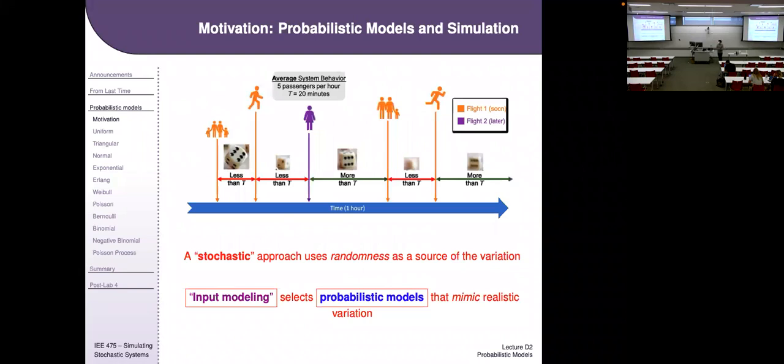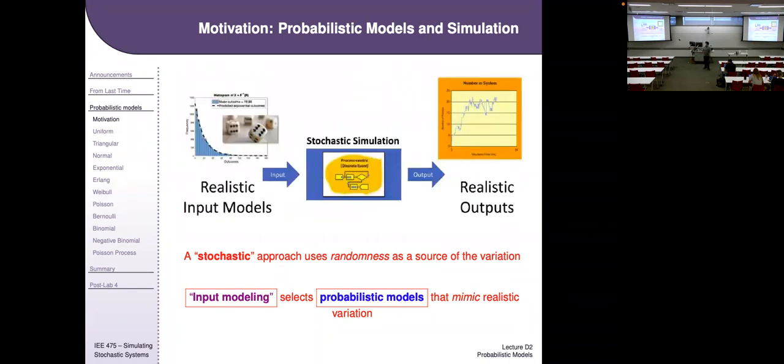All right, so like I was saying, we use a stochastic approach, which means we're going to choose probabilistic models that mimic variation. We call those probabilistic models input models. We think of the realistic input models as going into our simulation logic and producing realistic outputs. But if we get the wrong inputs, we're going to get bad outputs. So it's the garbage in, garbage out property.